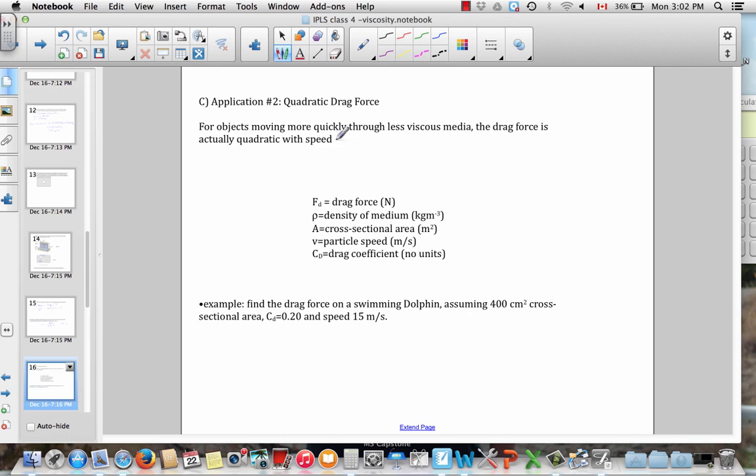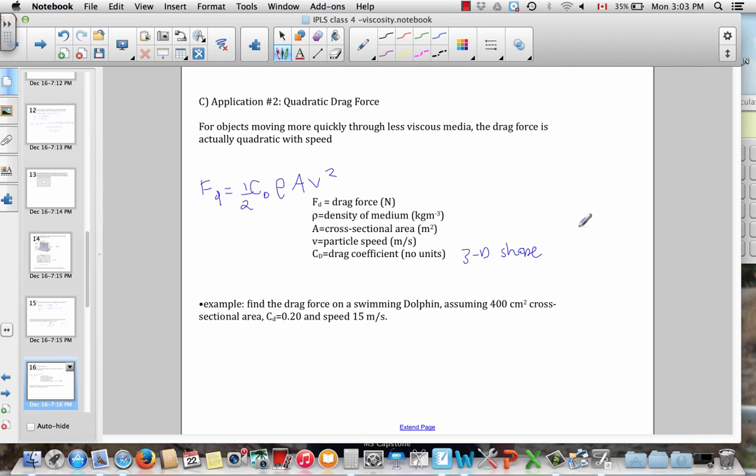Okay, another application of the drag force is quadratic drag. We said earlier that when things were moving quickly, or when the fluid wasn't particularly viscous, the drag force was no longer linear. Instead, it varied with the square of the speed: quadratic drag. It also varies with the cross-sectional area of the object, with the density of the fluid, and then there's something called the drag coefficient that we'll get into a bit more in a later course. But this is the expression for quadratic drag. The drag coefficient just reflects the three-dimensional shape of the object.